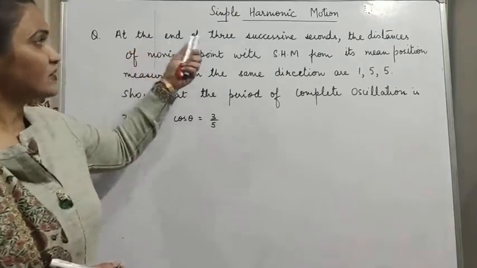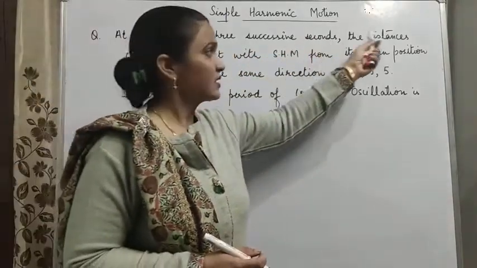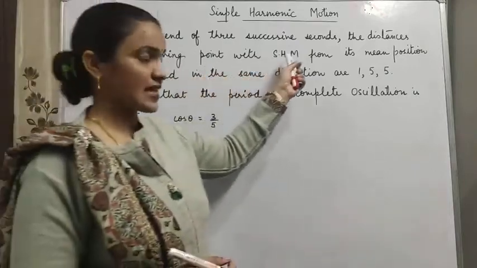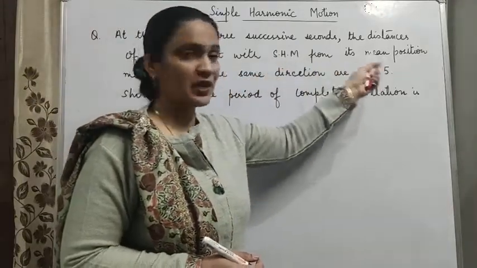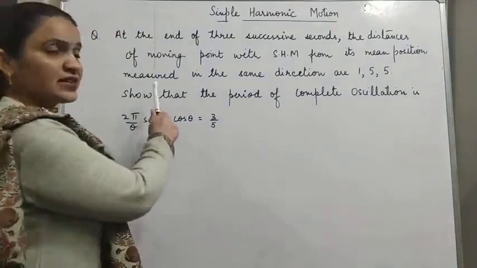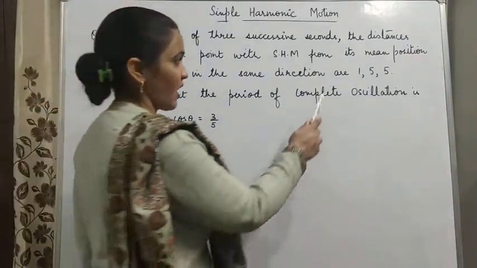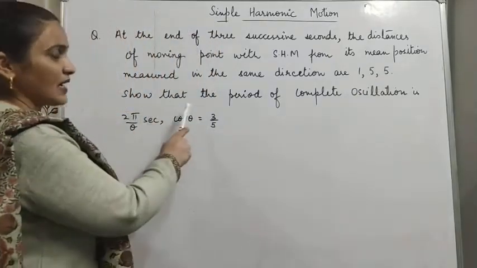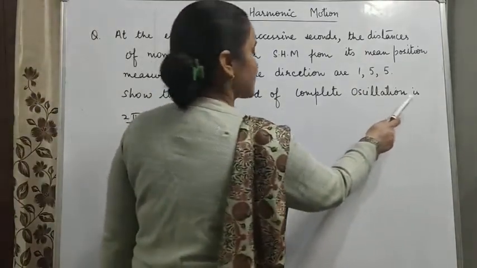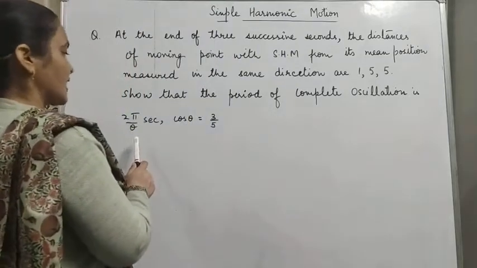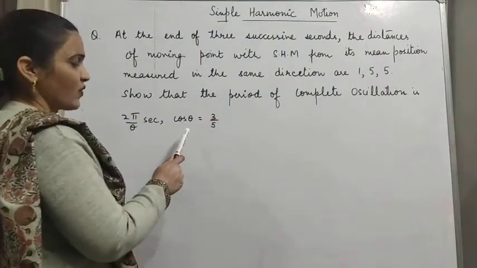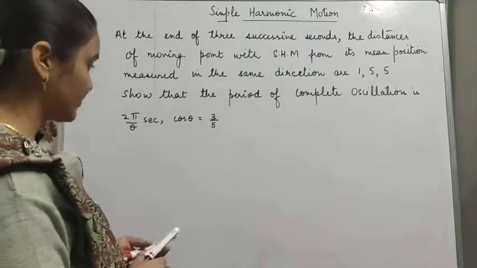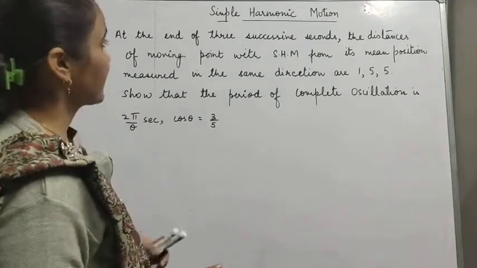At the end of 3 successive seconds, the distances of a moving point with SHM from its mean position measured in the same direction are 1, 5 and 5. Show that the period of complete oscillation is 2π/θ seconds, where cos θ is 3 upon 5. So how will we take this question?